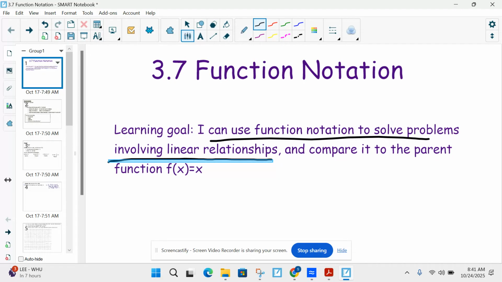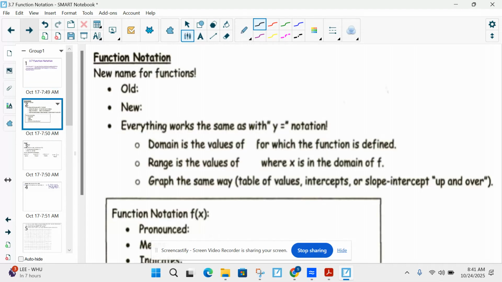Okay, so the next part of the note says new names for functions. Now you should already be familiar with some of this, but the old way is to write y equals. The new way, well, we'll still be writing y equals sometimes, but function notation is f of x equals. F of x is the same thing as y. It's the output. It just is a way to specify what the input variable is, because when you get to more complicated types of functions, there can be different variables like x and y and z. So it's a way to say what your input variable is.